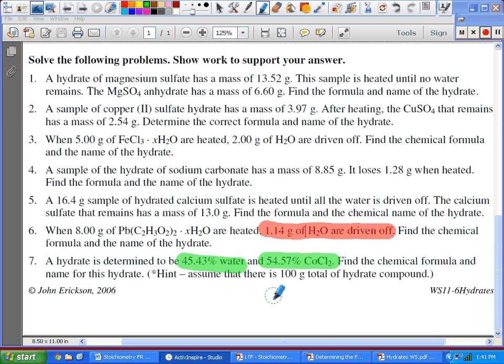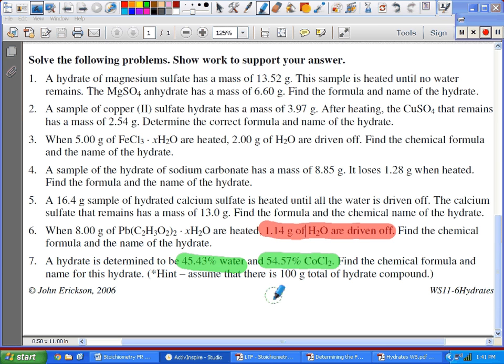Hint: assume that there's 100 grams total of a hydrate compound. So what did they just do? They've just given you the masses. How? Take the percentages and turn them right into grams. So this is the other easiest way to do it. They gave you the percentages, just drop the percent, change it to grams. I do want you to work this one out.